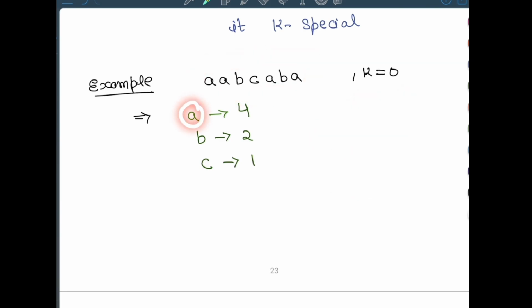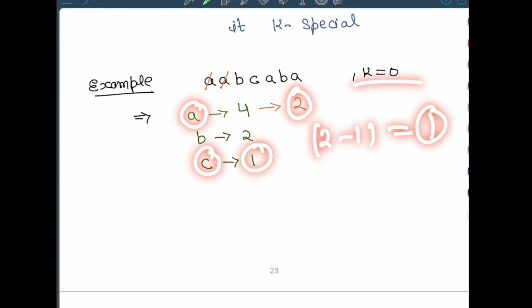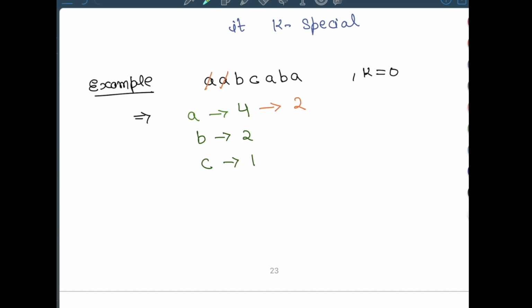The frequency of A and the frequency of B have an absolute difference of 4 minus 2, which is equal to 2, and 2 is not less than or equal to k. So right now my word is not k special. Let me try to delete a few characters. If I delete two A's, then the frequency of A is going to be 2, so we have deleted two characters. But is the word k special now? No. The difference between the frequencies of A and B is 2 minus 2, which is 0, and that is fine. But for the character C, the absolute difference of the frequencies of A and C is 2 minus 1, which is 1, not less than or equal to 0. So still the word is not k special.